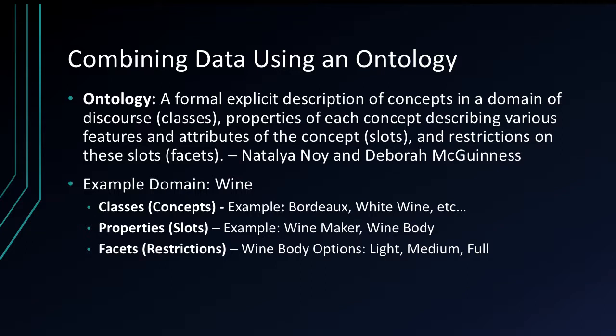And then properties or slots of a class in this case would include winemaker or the body of the wine, and a value of the winemaker property. The winemaker property could be Chateau Lafite Rothschild, and a value for the wine body property could be full, like a full-bodied wine. And then finally, facets or restrictions on the property wine body would be that the wine body property can only be one of three options: light, medium, or full-bodied.